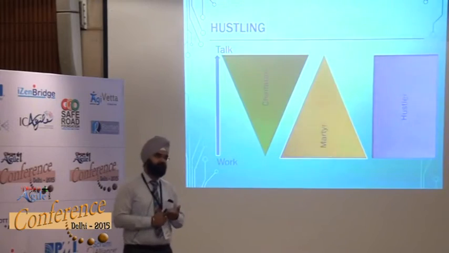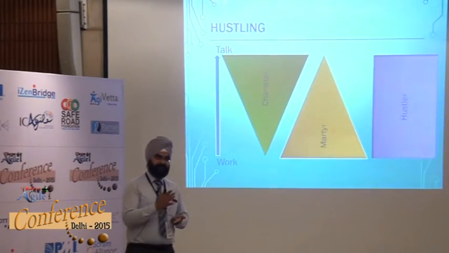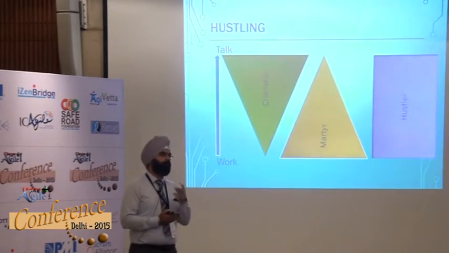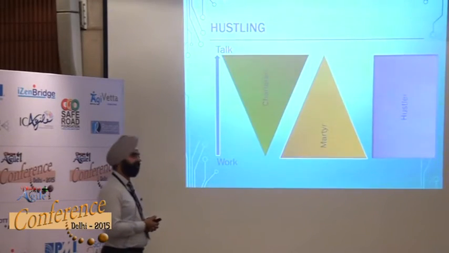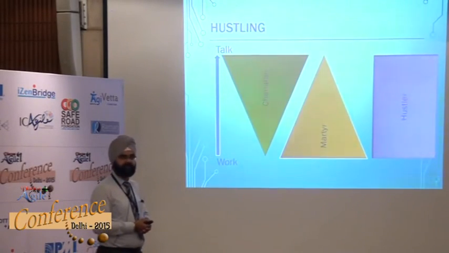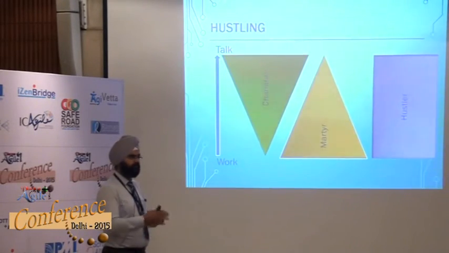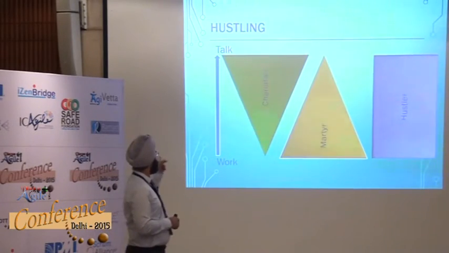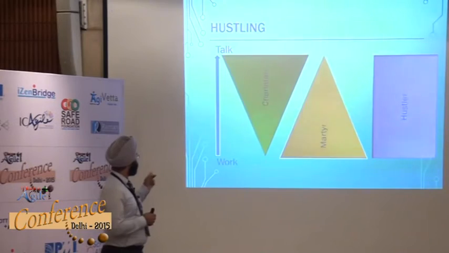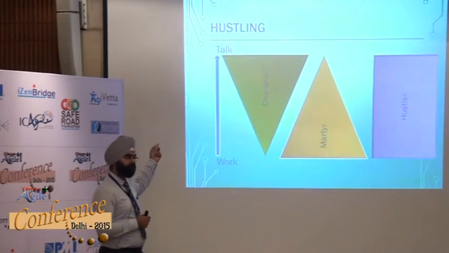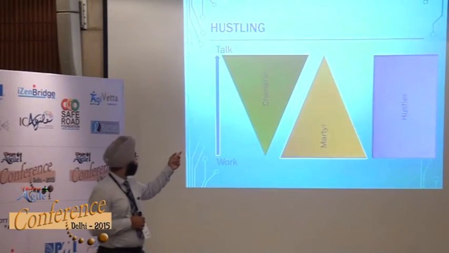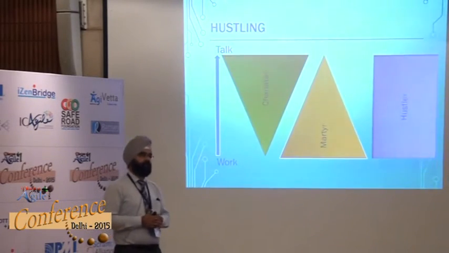So far, what we have done, we are looking at the feedback loop: build, measure, learn. So now, the important trait of an entrepreneur, that is hustling. So does anyone have an idea what is hustling? Gambling, not gambling, but if you look at this presentation, it goes from work to talk. The lower part means more of the work, and the upper part means more of talk. So we have three kinds of entrepreneurial effort, mainly.